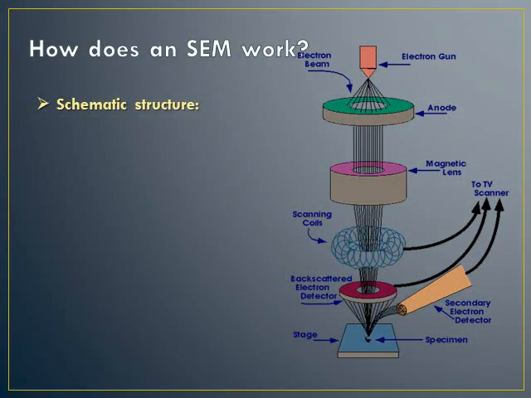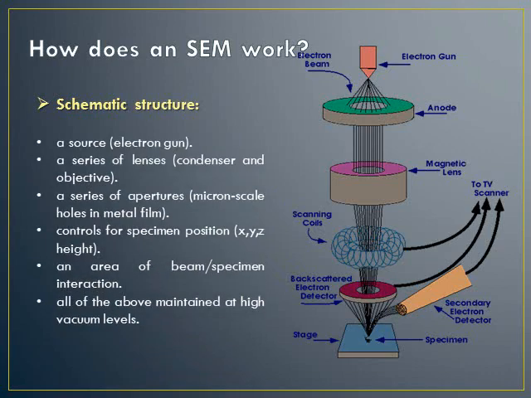Now let's talk about the structure of an SEM. It is made of a source of the electron beam which is accelerated down the column, a series of lenses which act to control the diameter of the beam as well as to focus the beam on the specimen, a series of apertures which the beam passes through and which affect properties of that beam, controls for specimen position and orientation, an area of beam that generates several types of signals that can be detected and processed to produce an image or spectra, and all of the above maintained at high vacuum levels.